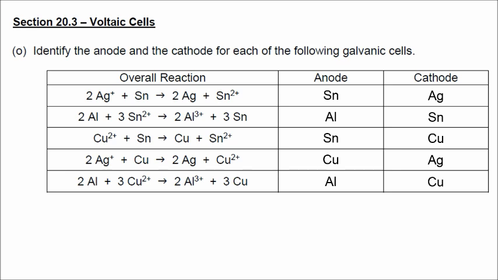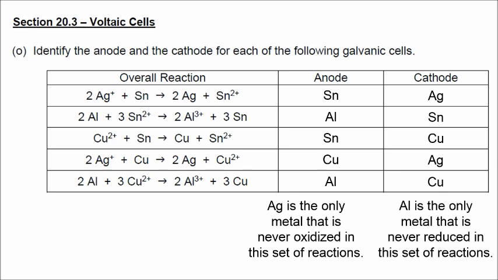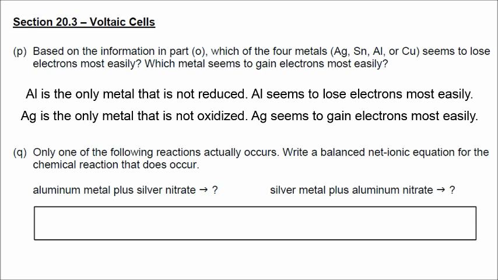So all of these reactions are favored. They're all spontaneous reactions that do occur. Silver is the only metal in this set that was never oxidized, and aluminum is the only metal that was never reduced. So what does this tell us about the ability of aluminum to lose electrons, or the ability of silver to gain electrons? Well, it appears that aluminum seems to lose electrons most easily, and silver seems to gain electrons most easily.